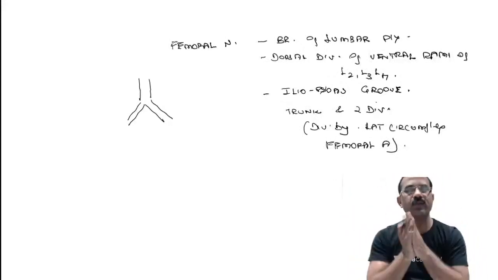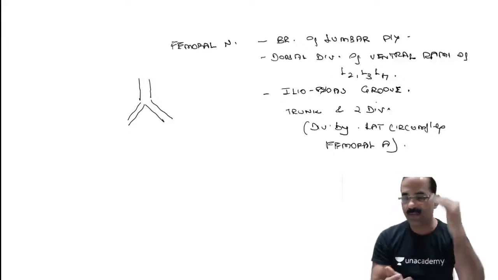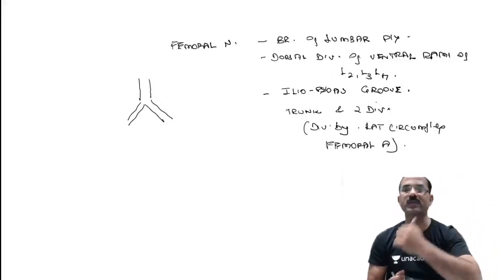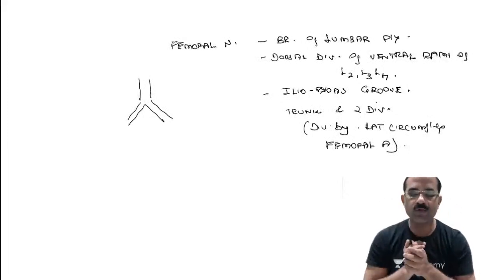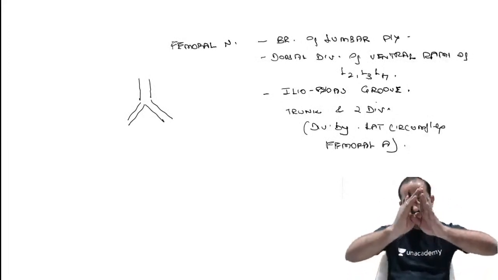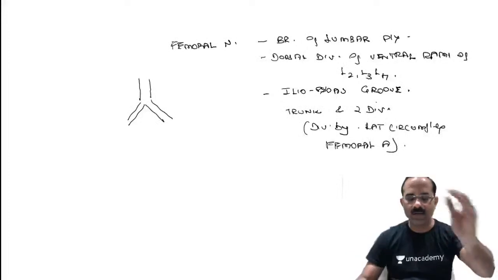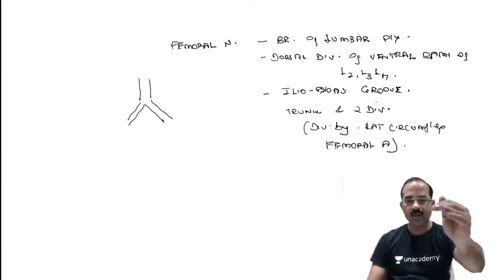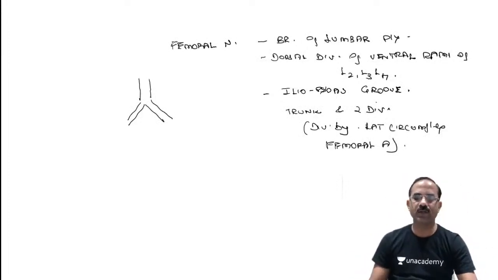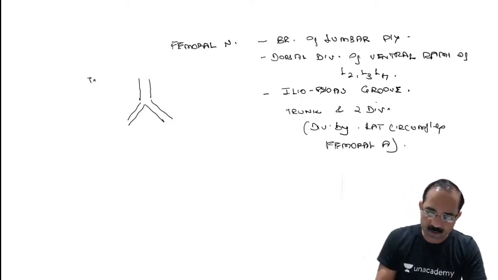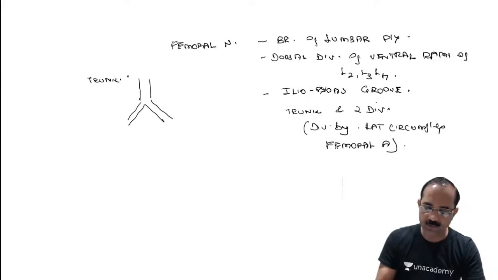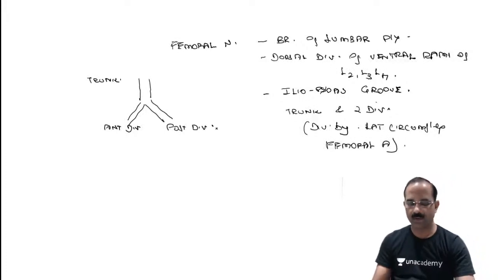It's a branch of the lumbar plexus. Its root value is the dorsal divisions of the ventral rami of L2, L3, L4. Then it lies in the iliopsoas groove. It has a main trunk and is divided into anterior and posterior divisions by whom? By the lateral circumflex femoral artery. Yes. So that's the trunk of the femoral nerve. This would be the anterior division and this will be the posterior division. Right.